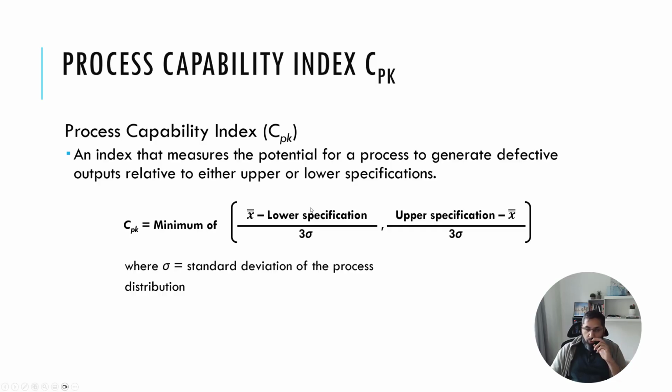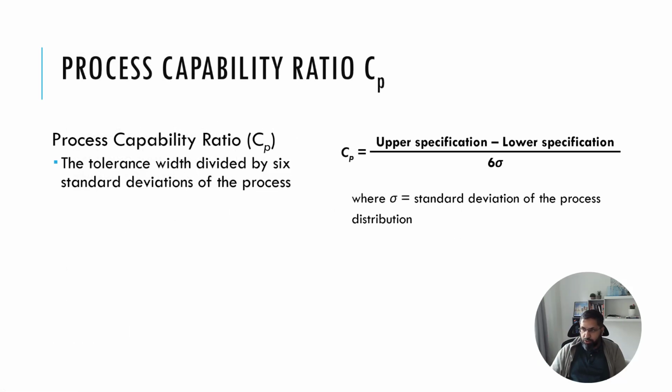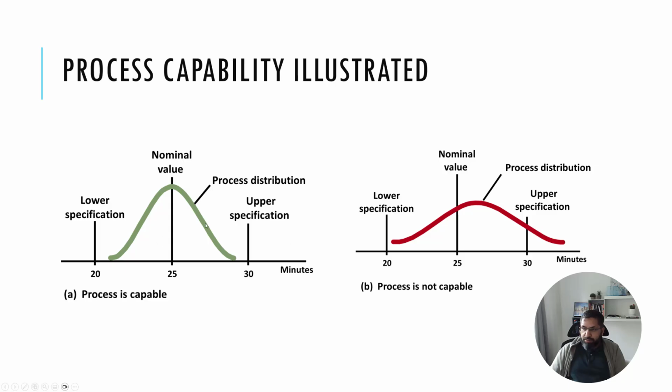So what are those 2 values? The first value is we take X bar bar. The X bar bar is the long run average output of the process. If you want to think of it in a picture, go back to this picture. X bar bar is the peak of this distribution. So for the green process, X bar bar will be 25. That's where the peak is.